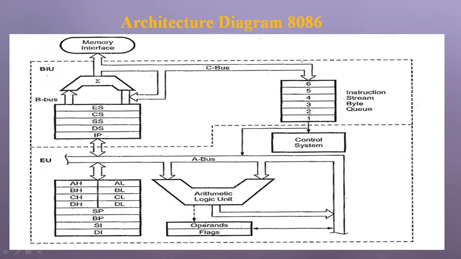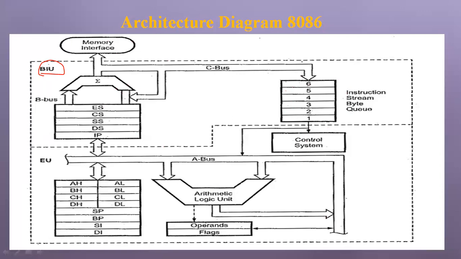The bus interface unit can be divided into three parts: segment register, instruction pointer, and instruction queue. With the help of these three, we fetch the data directly from the memory interface. After fetching, we decode the data. Decoding means all the data is converted into a machine understandable format, that is, zeros and ones, with the help of the control system.